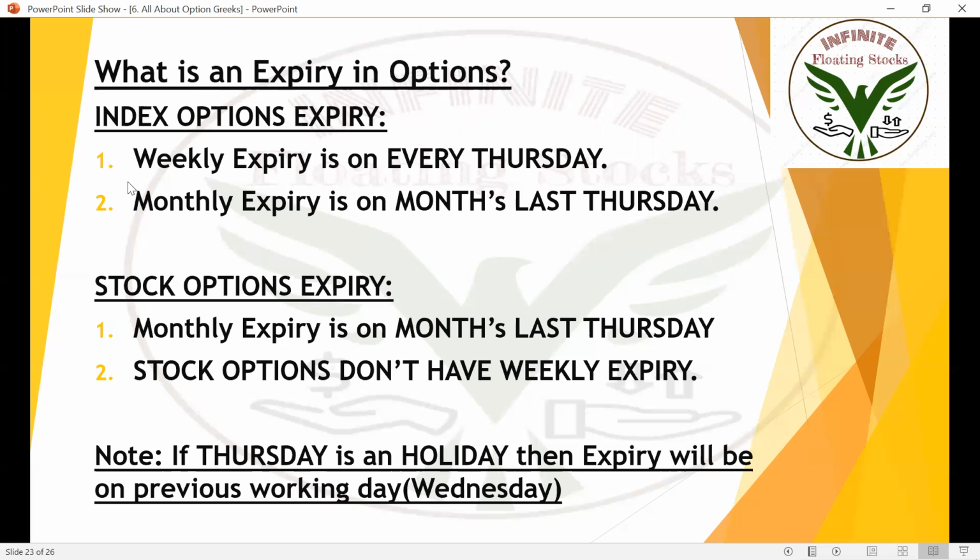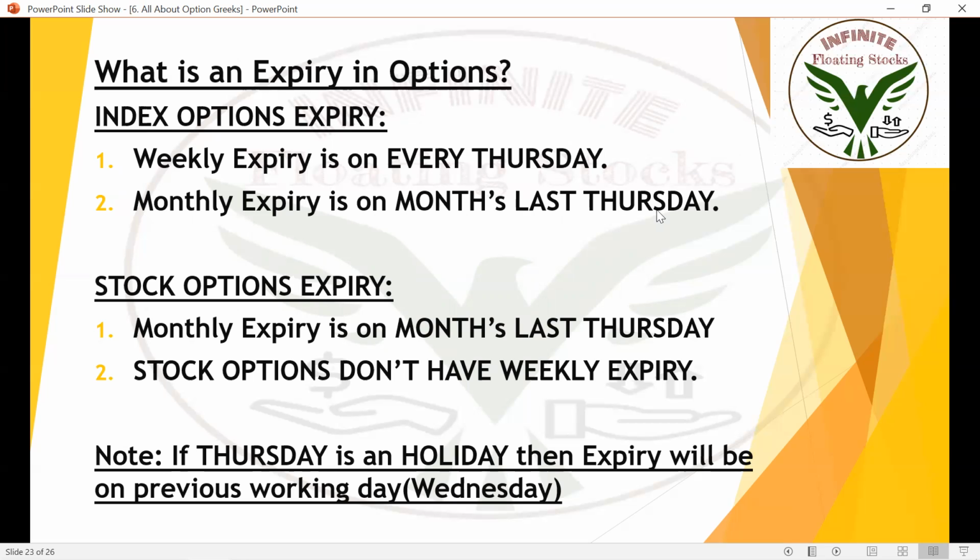And look, this slide is important. Index options expiry. Weekly expiry is on every Thursday and monthly expiry is on the month's last Thursday. If the last Thursday is a holiday, then options will expire on Wednesday. I repeat, this is index options expiry. There will be weekly expiry and monthly expiry for indices.